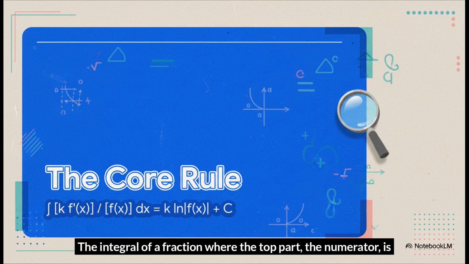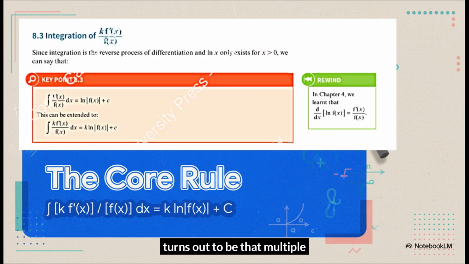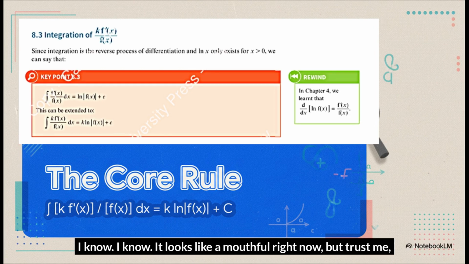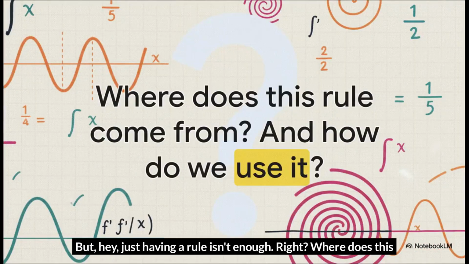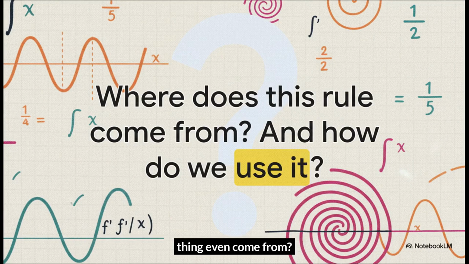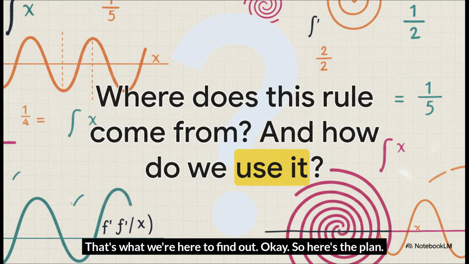The integral of a fraction where the top part, the numerator, is just a multiple of the derivative of the bottom part, well, it turns out to be that multiple times the natural log of the denominator. I know, it looks like a mouthful right now, but trust me, once you get the hang of this, it's a total game changer. But hey, just having a rule isn't enough, right? Where does this thing even come from? And more importantly, how do we actually use it to crush some real problems? That's what we're here to find out.